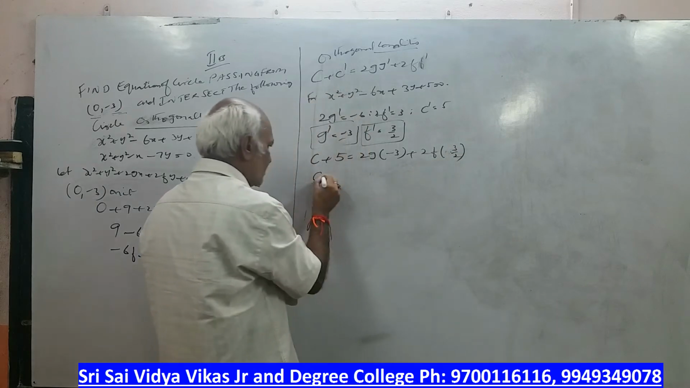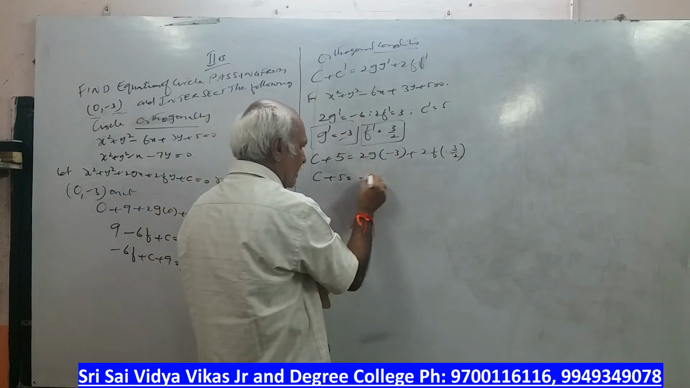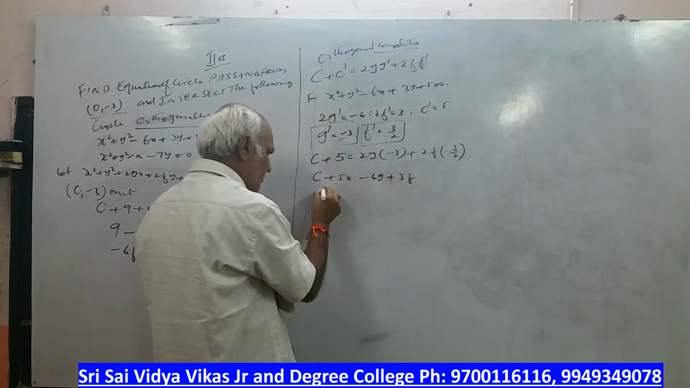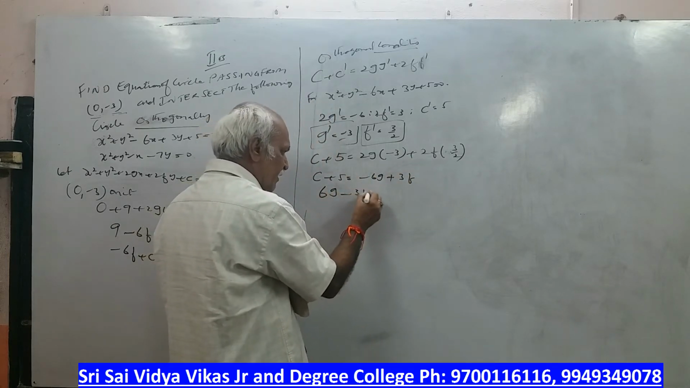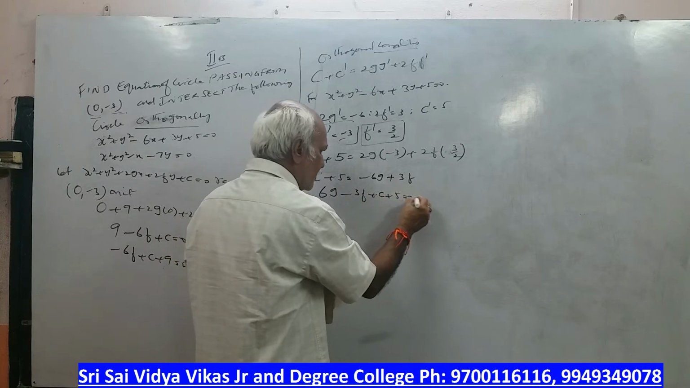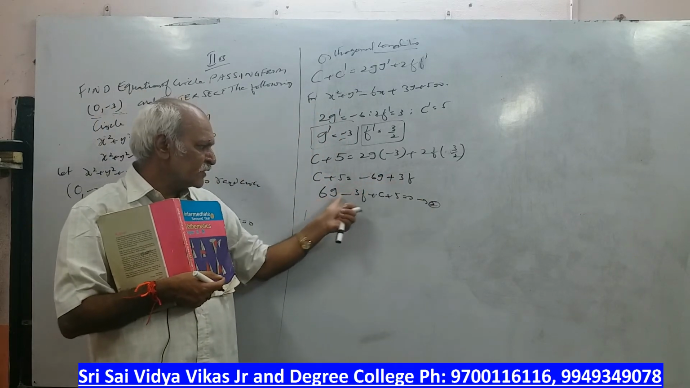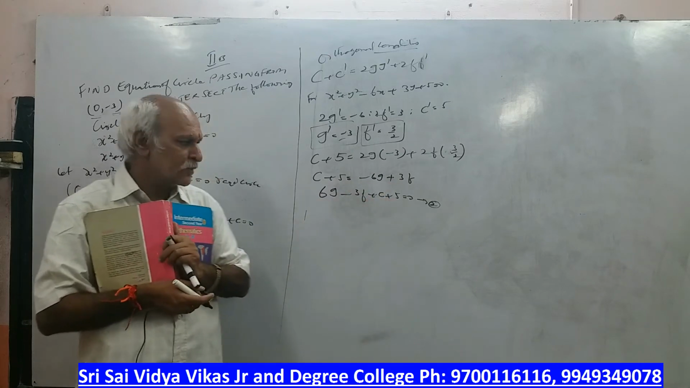Okay, now observe here. C plus 5 is equal to minus 6g, the 2 will get cancelled, plus 3f. Bring the term to this side: 6g minus 3f plus c plus 5 is equal to 0. This is the second equation. Now what I have done? I brought the term to this side: 6g minus 3f plus c plus 5 is equal to 0.